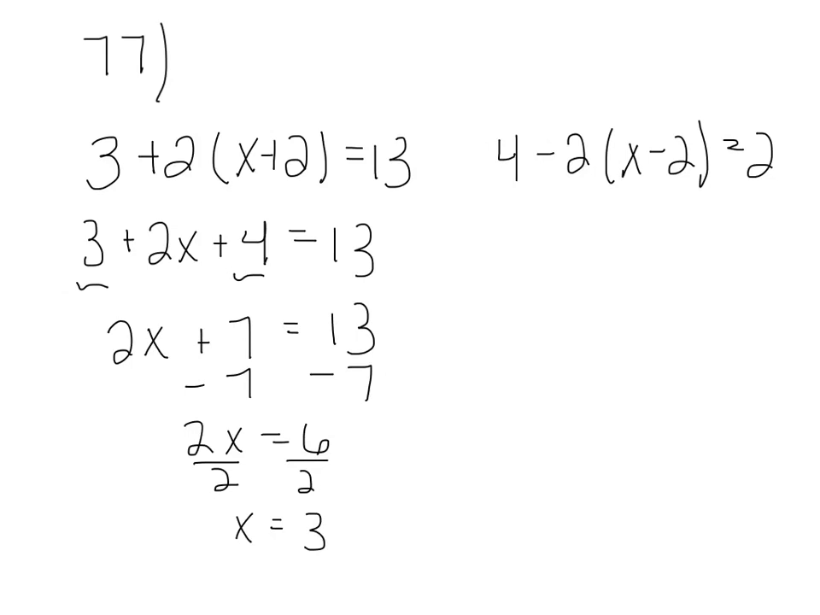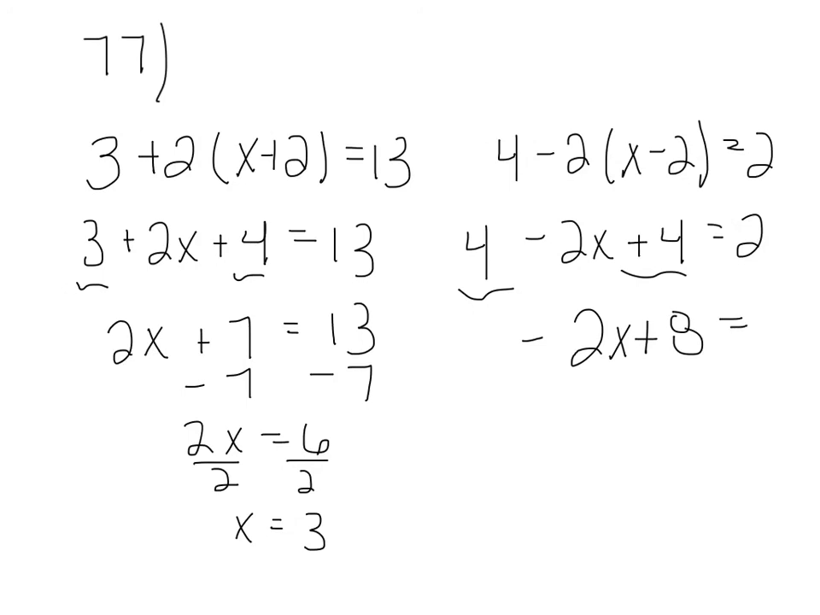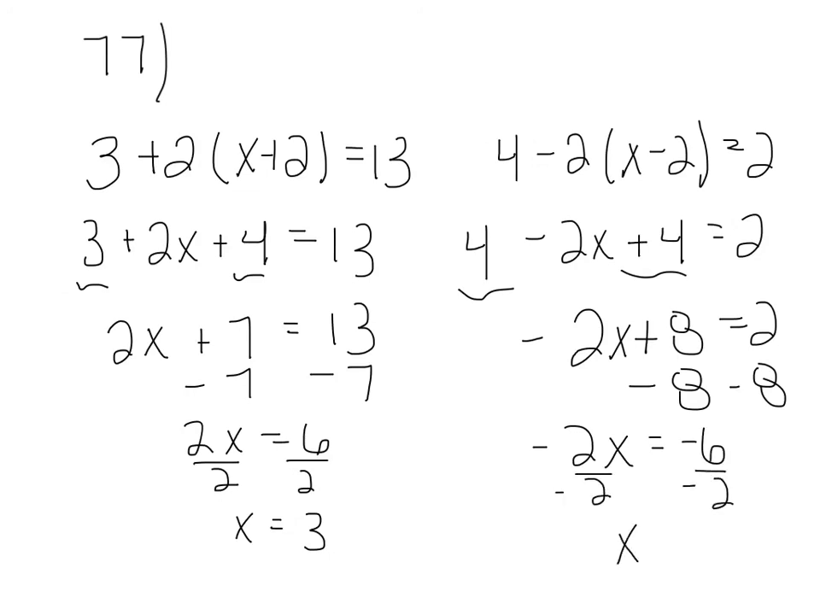So now I'm going to verify that the right one also has the same value. So first distribute, so -2x plus 4 is equal to 2. Combine like terms, and so I have -2x plus 8 is equal to 2. Subtract 8, and I get -2x is equal to -6. Divide by -2, x is positive 3. So they both have the same x value, meaning they have the common solution, so that's why B was going to be correct for 77.